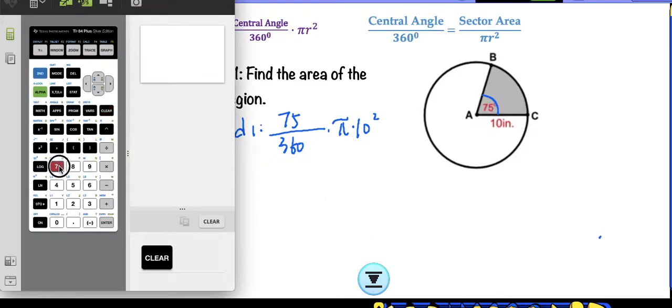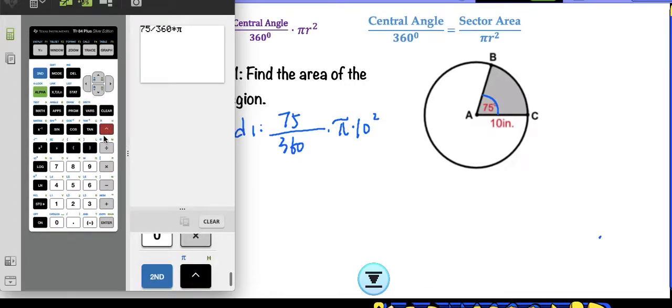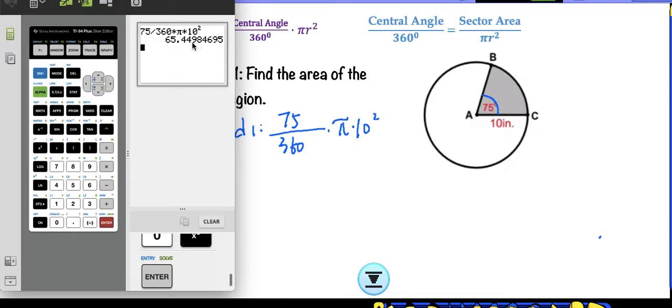So it's 75 divided by 360 times, again, do not use 3.14 unless the question tells you so. Just put pi in there and times 10 squared. So we just need to find the answer here. As you can see, the answer is already clear. It's 65.44. I didn't put a rounded answer because we want to practice for different cases. But if the question did tell us, let's check.